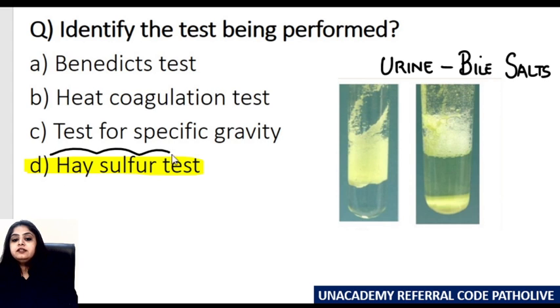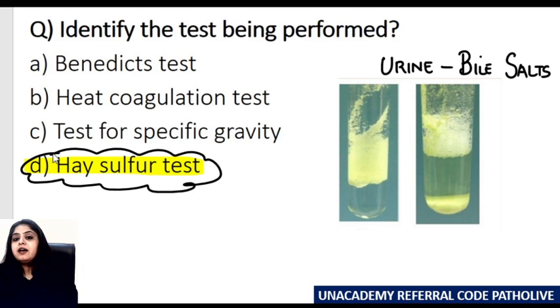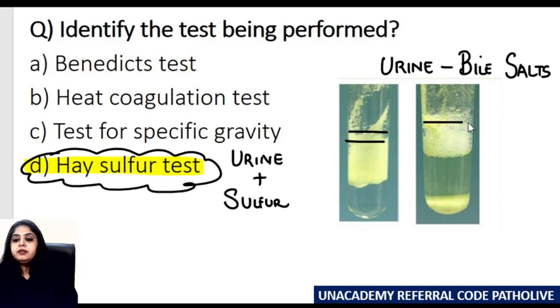I do the Hay's sulfur test, and it's one of the easiest tests that you have in a laboratory. All that you need is a test tube which has urine in it, and you need, as they said, sulfur. You need a pinch of sulfur and the test is done. These are two test tubes of urine. They are filled with urine, and all that you've added on top is a pinch of sulfur. That's it. And then you're going to sit and analyze what happens to the sulfur.